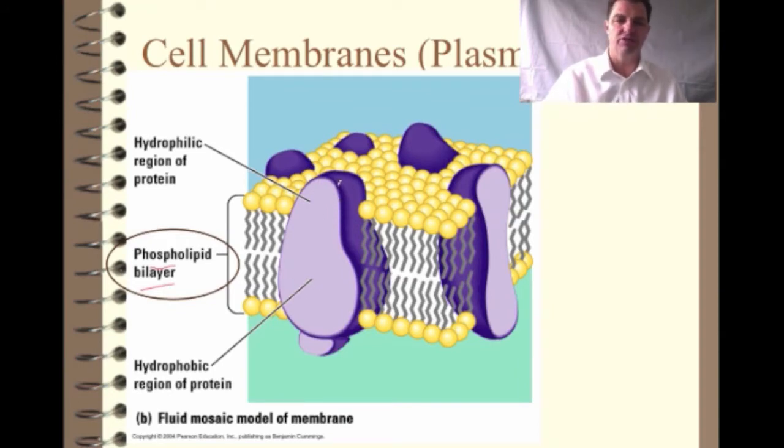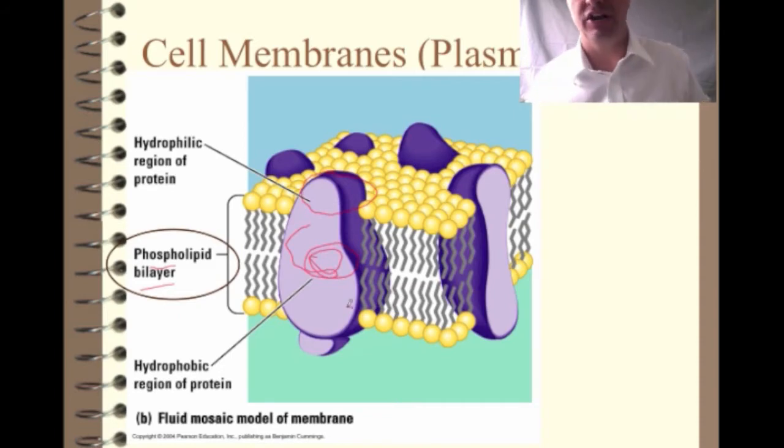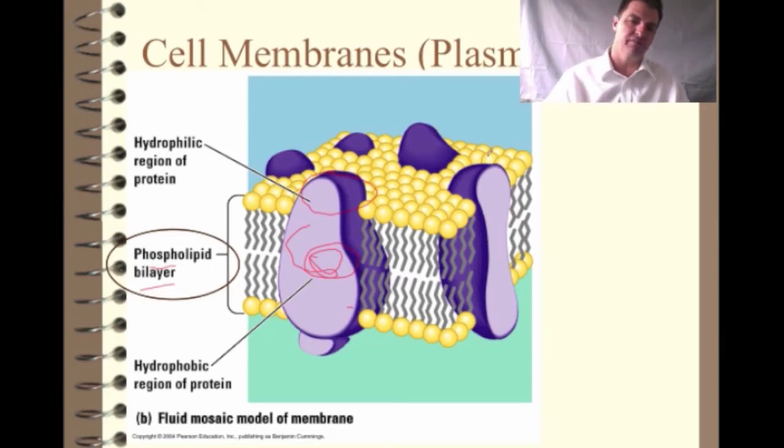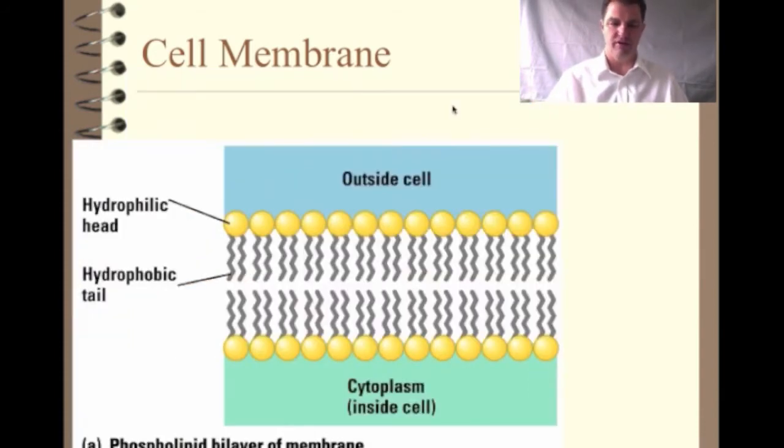Some parts of the proteins will stick out like that and will be hydrophilic. Some parts are inside the middle that are hydrophobic. The proteins have various functions. Sometimes they're used for cell recognition. There are other things attached to them that allow your immune system to recognize, it'll bind to one of these parts and recognize that that's your cell versus somebody else's or a foreign pathogen. We'll get more into that when we talk about the immune system later on.